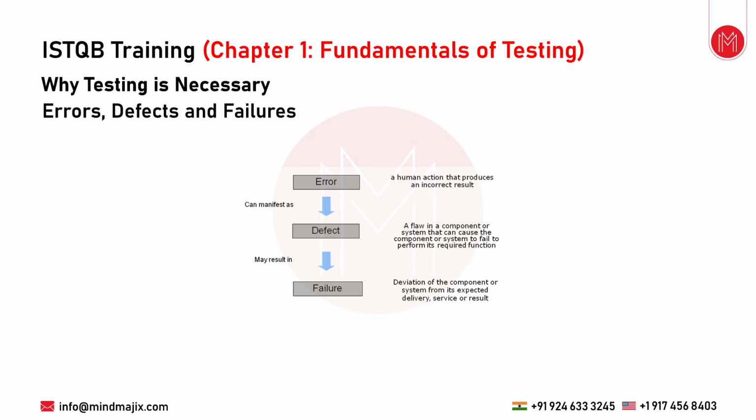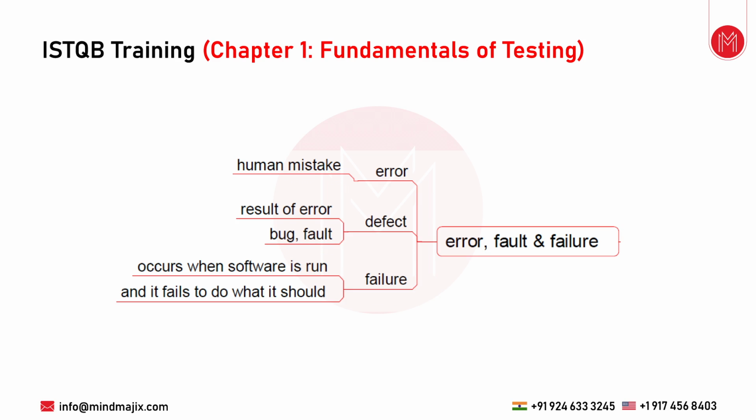So an error can manifest as a defect. A defect may result in failure, right? An error is due to a human action. A defect is due to a flaw in the component or a system or a requirement, and a failure is a deviation of the requirement, a deviation of a component. So these are the mind map points: error, fault, and failure are due to human mistake. A defect is the result of an error, bug, or fault. A failure occurs when software is run and it fails to do what it should do.